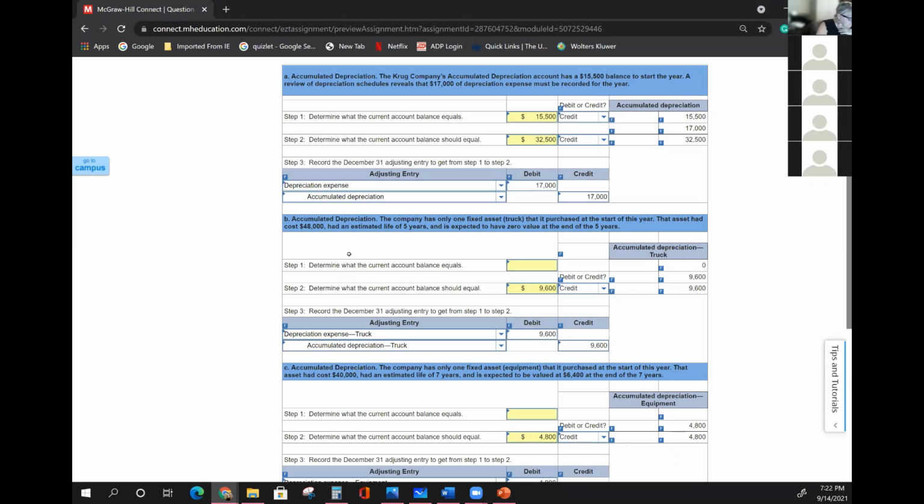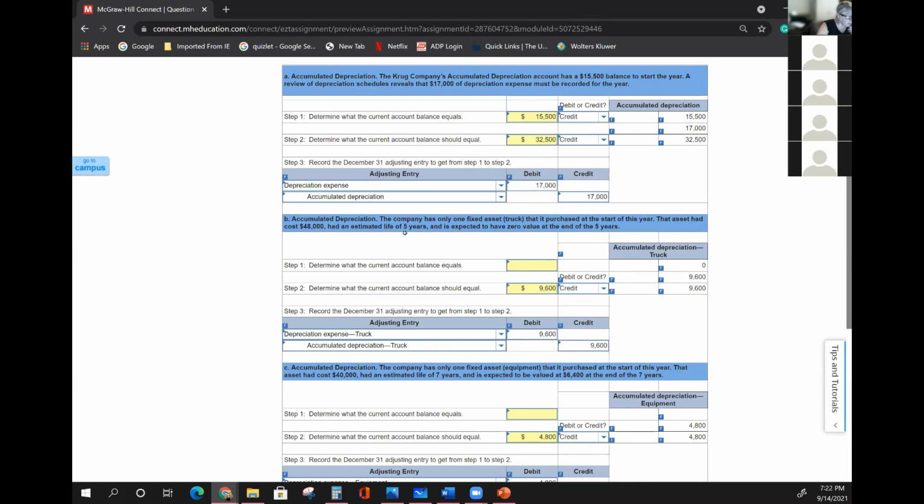Okay. So B says the company has only one fixed asset. It has a truck that was purchased at the start of this year. That asset had a cost of $48,000. So that's what I paid for it. That's the value of my truck. And remember I said in the first class that we have to have value to record those, right? So that's how much we paid for it. That's what it's going to go on the books for.